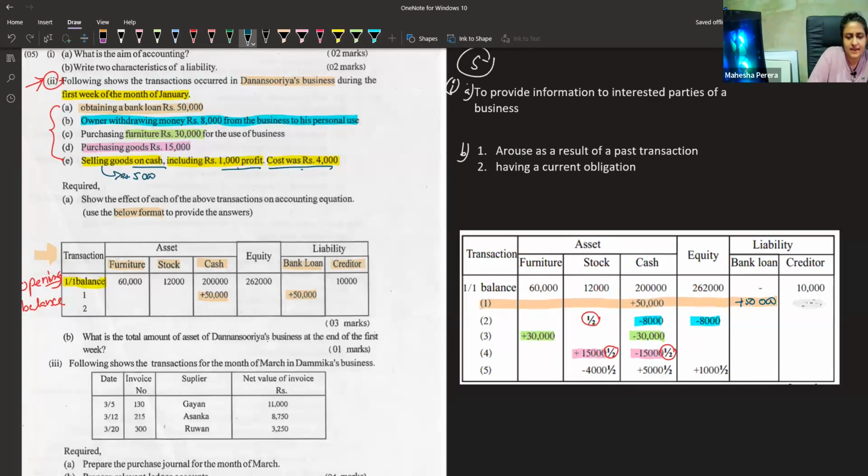Now let's show this like this. We should decrease the value of stock by 4,000 because the stock value is 4,000 rupees, right? And we should increase the value of cash by 5,000 because we get cash of 5,000 rupees because we sell on cash basis, right? And the profit belongs to the owner. That means under equity, you have to write plus 1,000 because profit leads to increase equity.